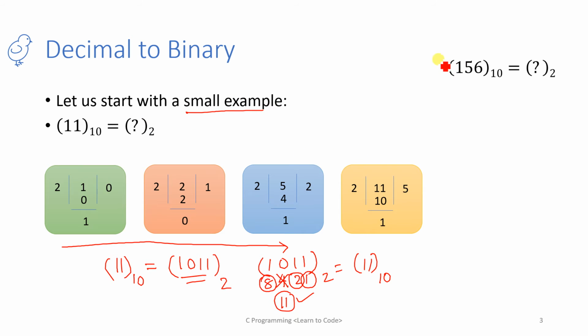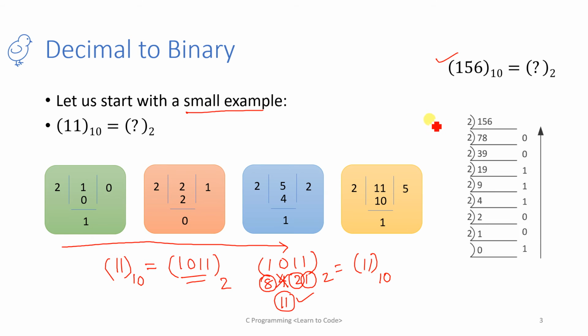The bigger example is like this. If 156 of base 10 is given, how much is it in binary? How do you find out? If you try to divide the number in this manner, it will take lots of space in your page, and in your examination it is not wise to start dividing the value in this manner. So there is a shortcut way to divide it. That will be shown here.